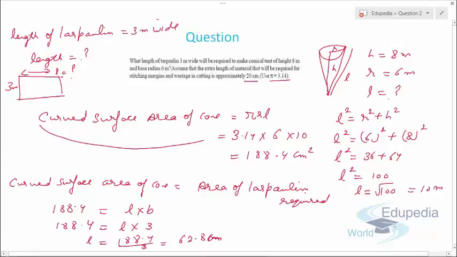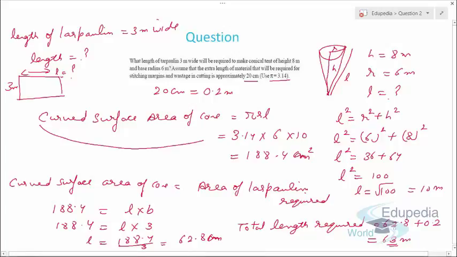right? So it's given 20 centimeter. So we need to convert into meters. So it will be 0.2 meter. Now, this means total length required will be 62.8 plus 0.2, which will be 63 meters.